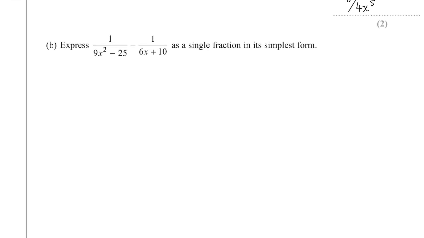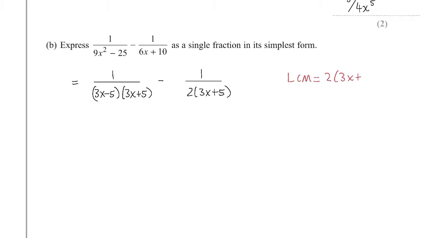And in B, we need to express the given algebraic expression as a single fraction. I will start by factorizing the denominators. The first one is the difference of two squares, 3x minus 5 and 3x plus 5. And the second one is just a factor of 2, which gives me 3x plus 5. The LCM now is 2 brackets 3x plus 5, 3x minus 5.